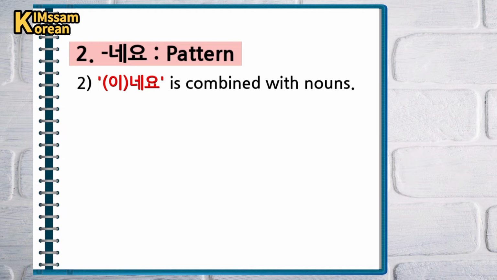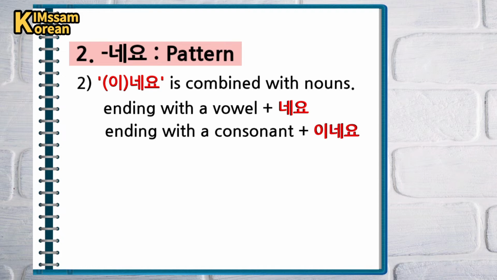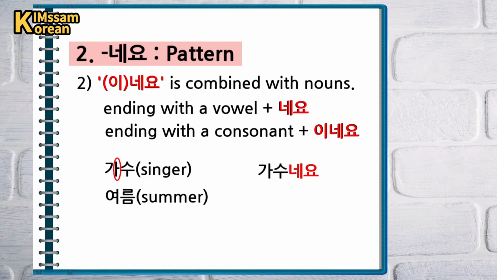2. 이네요 is combined with nouns. When the noun ends with a vowel, add neyo, and when the noun ends with a consonant, add 이네요. For example, 가수 ends with a vowel, so 가수 is changed to 가수네요. 여름 ends with a consonant, so 여름 is changed to 여름이네요.